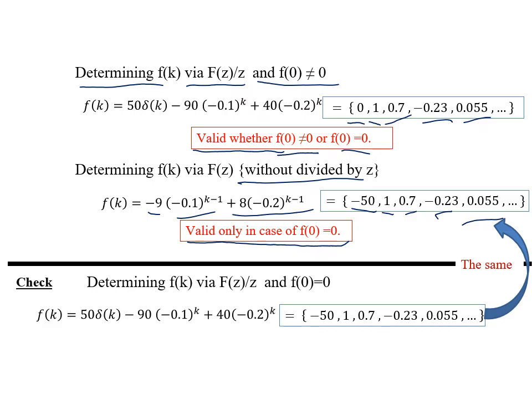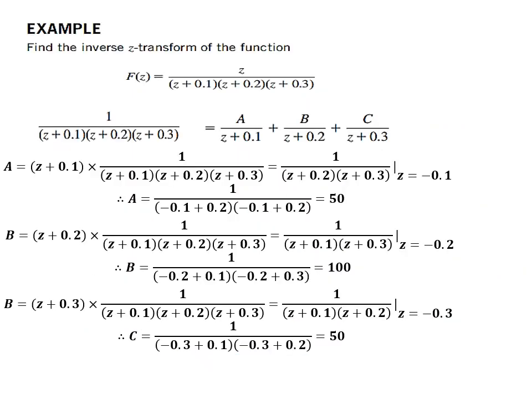Here we have the function f of z, and f of 0 equals 0. f of k equals 50 times negative 0.1 power k minus 90 times negative 0.1 power k plus 40 times negative 0.2 power k. We have the same sequence: negative 50, 1.7, negative 0.23, and 0.055. The first one is okay, and the second one is not okay.